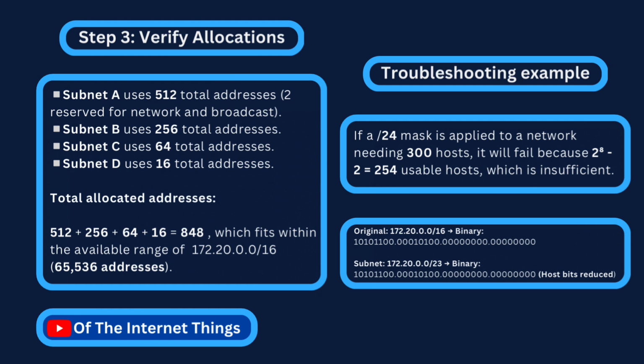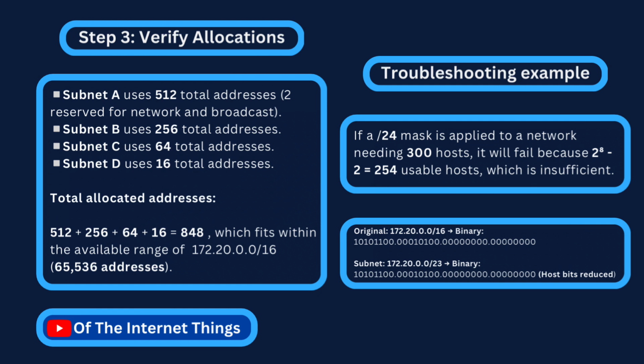65,536 addresses. Troubleshooting example. If a /24 mask is applied to a network needing 300 hosts, it will fail because 2 to the power of 8 minus 2 equals 254 usable hosts, which is insufficient.